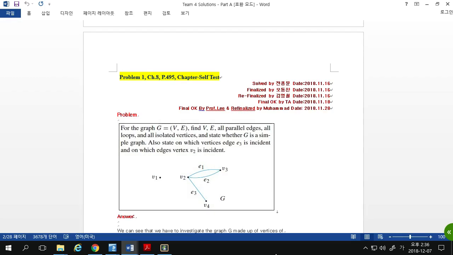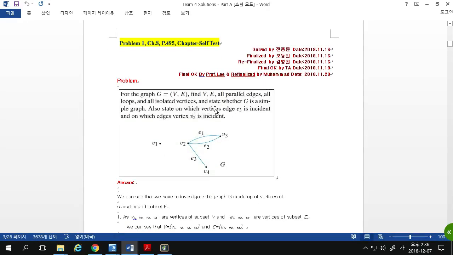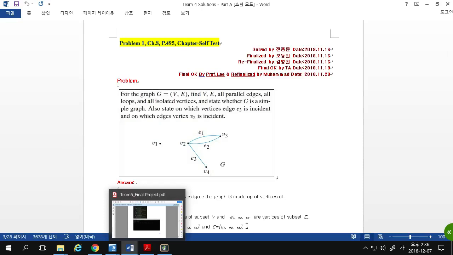For problem number 1, the problem is pretty simple: we have a graph defined by different vertices and edges, and we first have to find the edges and the vertices. This is not the most important part. The most important thing is to find whether the given graph is a simple graph or not. Before I move on, how many of you know what a simple graph is?